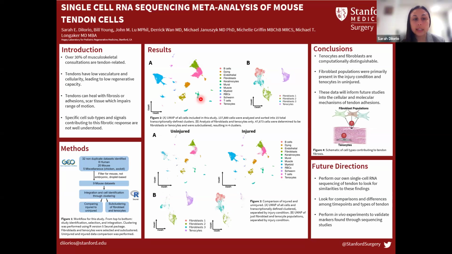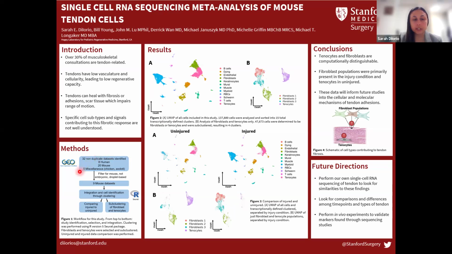One side effect of this is that they can often heal with fibrosis or adhesions, which are different types of scar tissue that can impair range of motion and reduce the function of the tendons. The specific cell subtypes and signals contributing to this fibrotic response are not well understood, and so this is something that we're seeking to identify through our project.